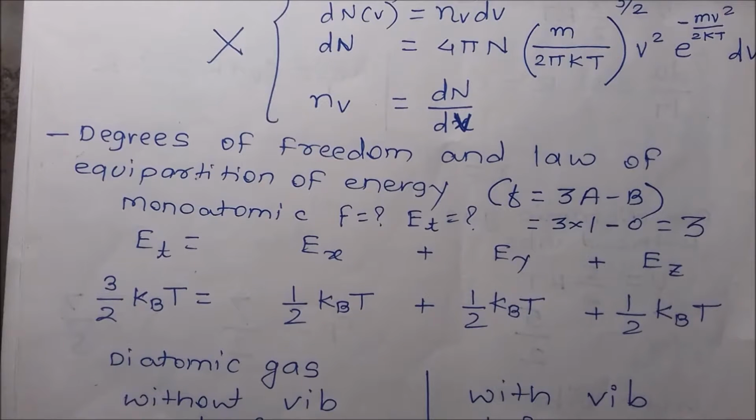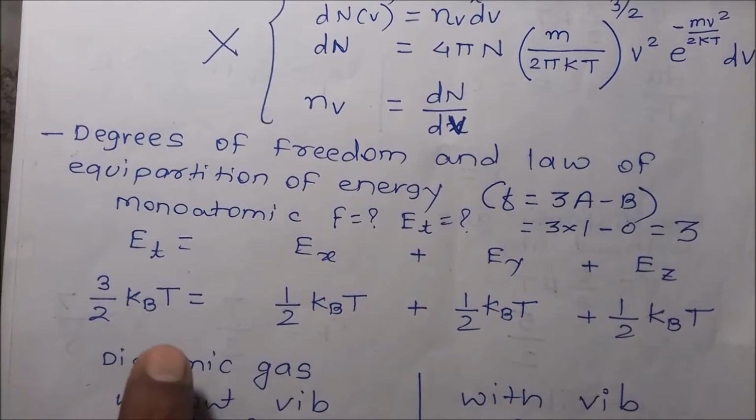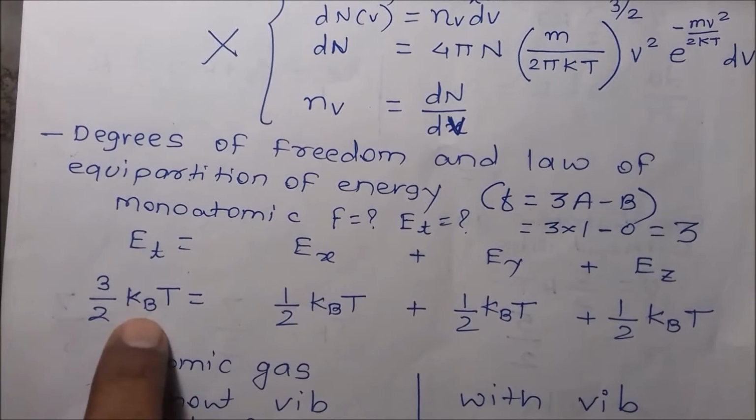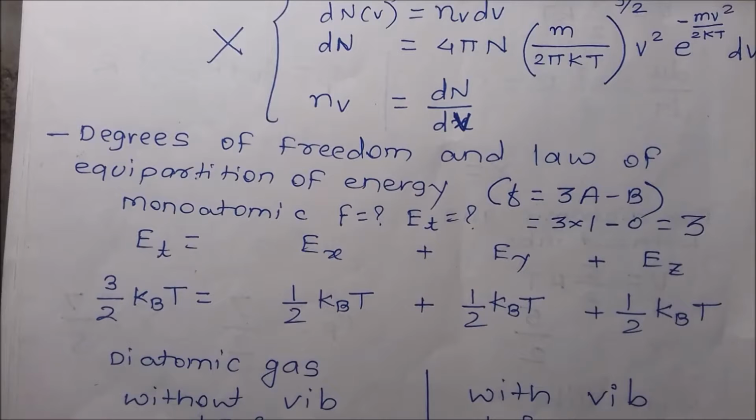3 degrees of freedom means what? It has 3 translational degrees of freedom. It can move in X, Y and Z direction. 3 translational degrees of freedom, and each degree of freedom has half kBT energy. So the total energy of a monoatomic molecule is 3 by 2 kBT.